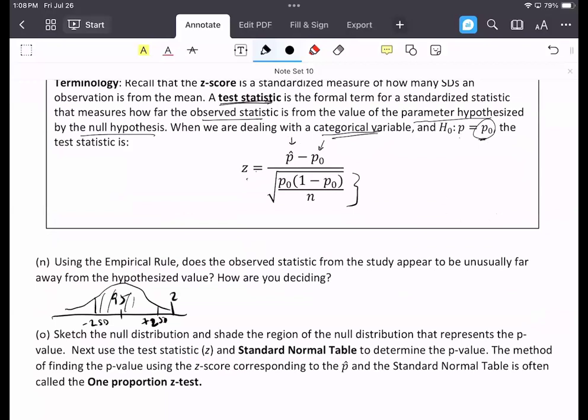We ended up at 2.47. So are we pretty far on the tail? Yes. So how am I deciding? It's beyond 2 standard deviations above the hypothesized value.